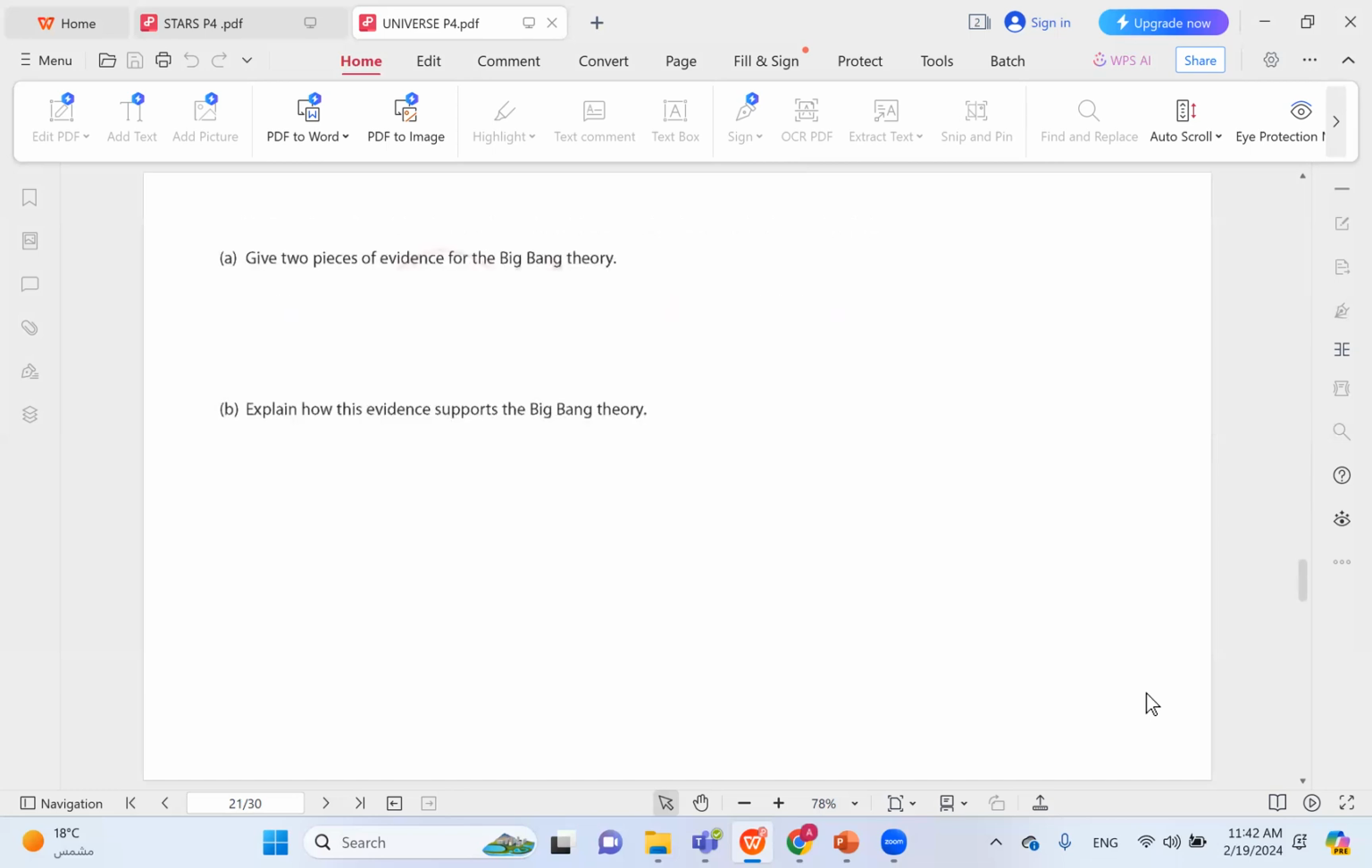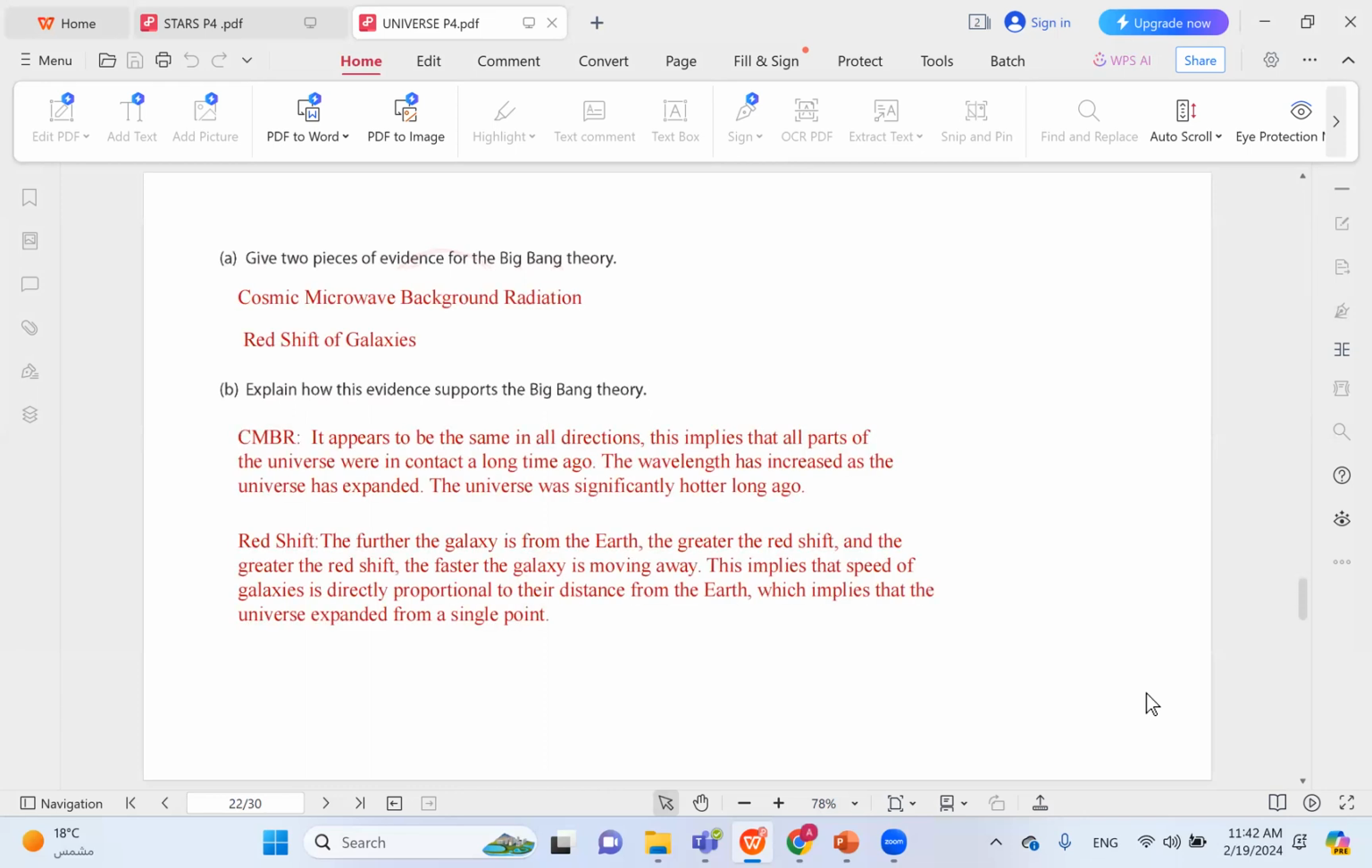Give two pieces of evidence for the Big Bang theory and explain how this evidence supports the Big Bang theory. So like we said, there are two pieces of evidence here. First of all, redshift, and second of all, CMBR. Redshift, as we said before, says that the further the galaxy away from Earth is, the greater the redshift we see from the light coming from it. And if the redshift is greater, this tells us that the galaxy is moving faster away from Earth.